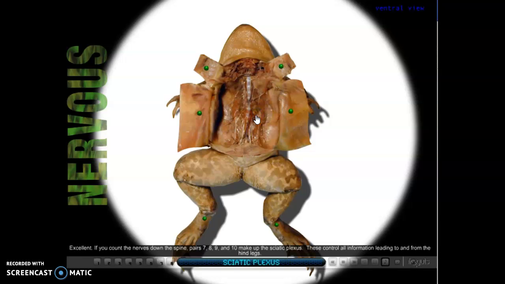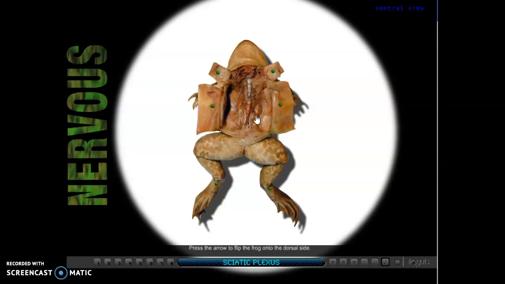Excellent. If you count the nerves down the spine, pairs 7, 8, 9, and 10 make up the sciatic plexus. These control all information leading to and from the hind legs. Unfortunately, if these delicate nerves become damaged, any place that they lead to can no longer be monitored or controlled by the brain. Press the arrow to flip the frog onto the dorsal side.